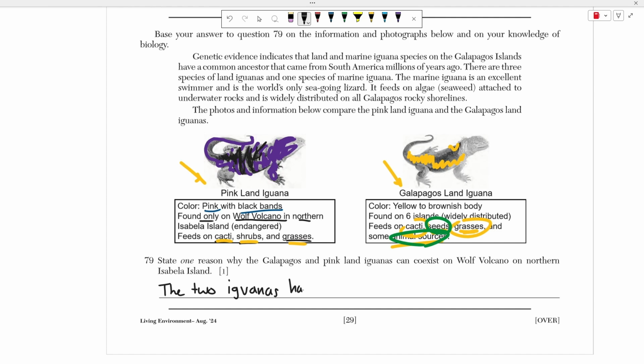have different resource requirements. Okay, or they have variations in their food sources, right? So again, in order for two animals to coexist, they either need to occupy different niches or they need to have different resource requirements.